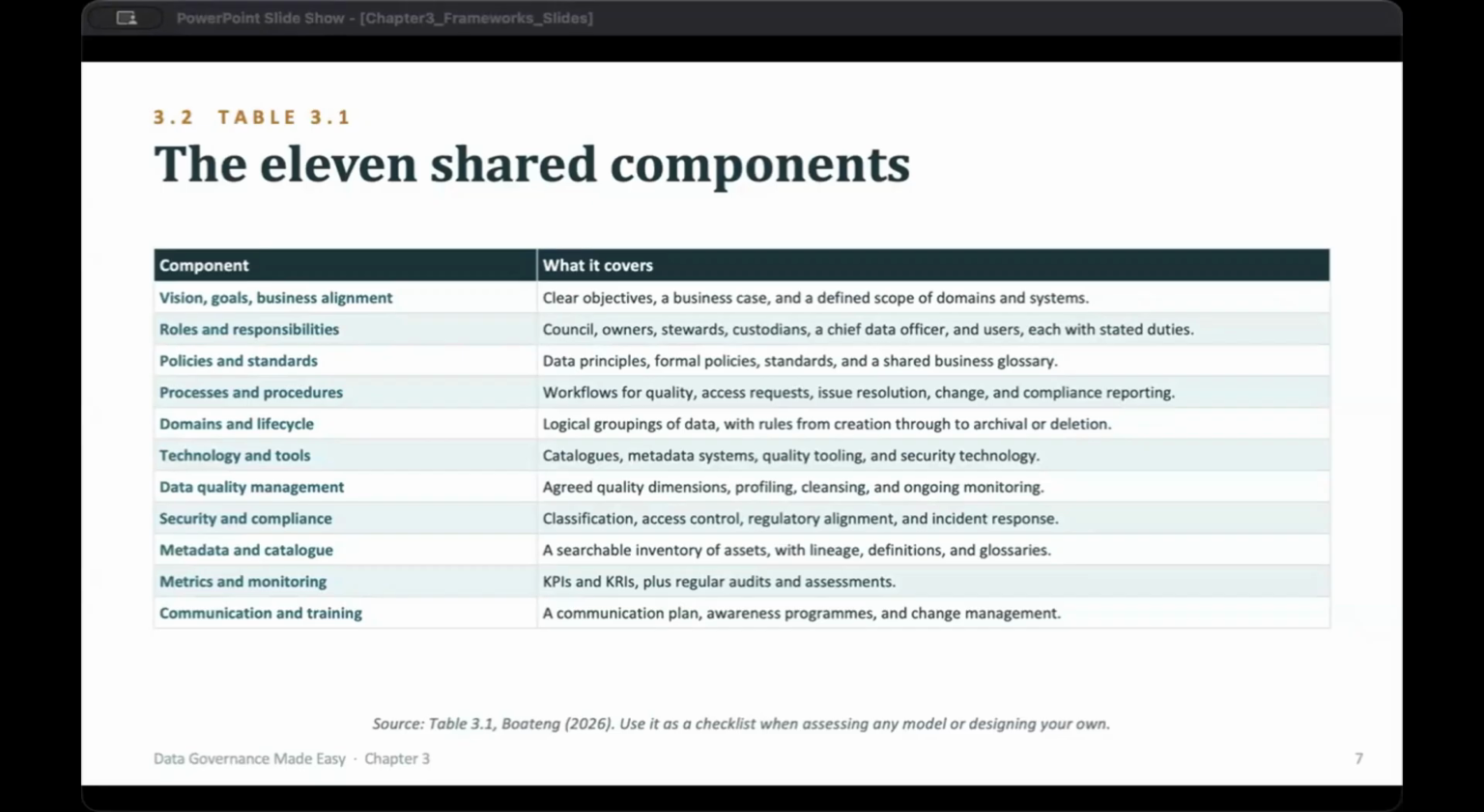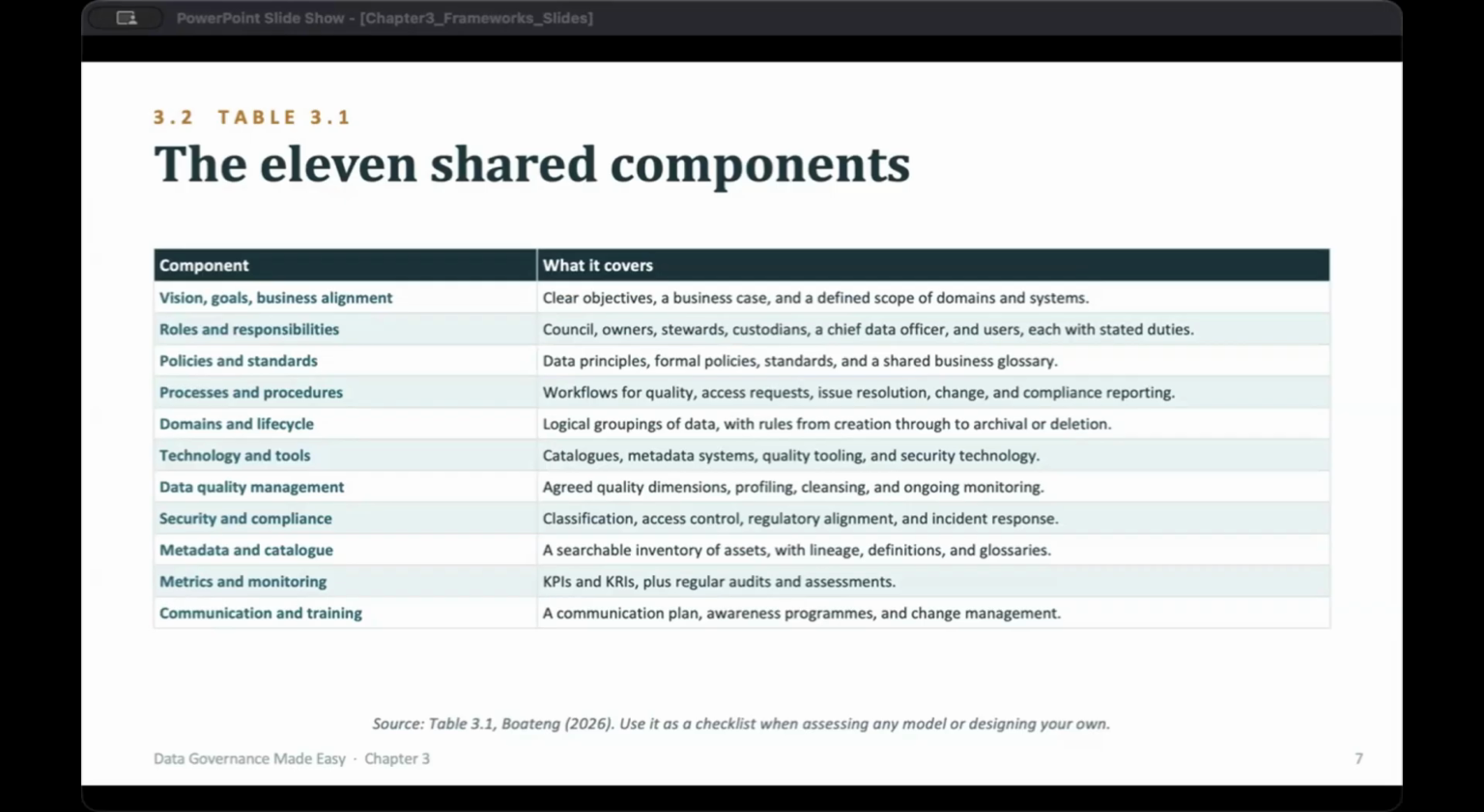Then we continue with communication and training. How we communicate this data framework, how we make it available to others. How do we break it down so that all the members, and even internal and external stakeholders, understand it so that they can adhere to it? I can't adhere to something I don't understand, so I need to understand it. And that's what communication and regular training are for.